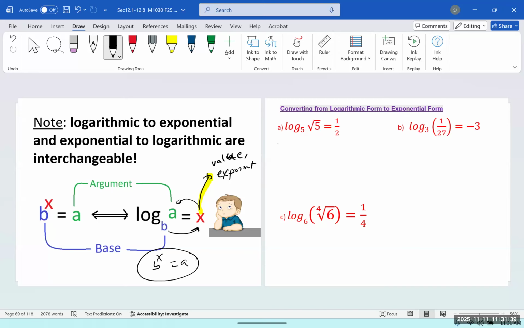So, who would like to try this one? What to the power what will be what? Nihan. 5 to the power 1/2 is radical 5. So 5 to the power 1/2, this is here. And then you set it equal to whatever we have next to the log. So 5 to the 1/2 is square root of 5. And this is true. 5 to the 1/2 is square root of 5.